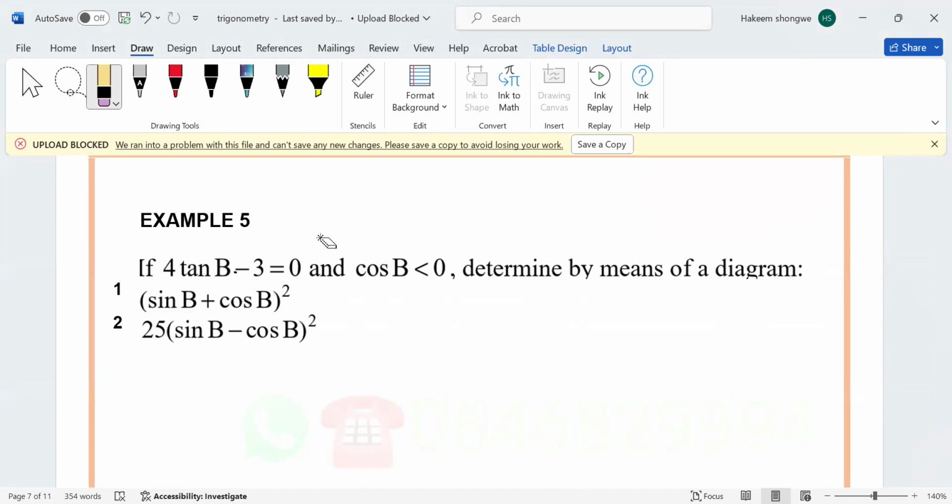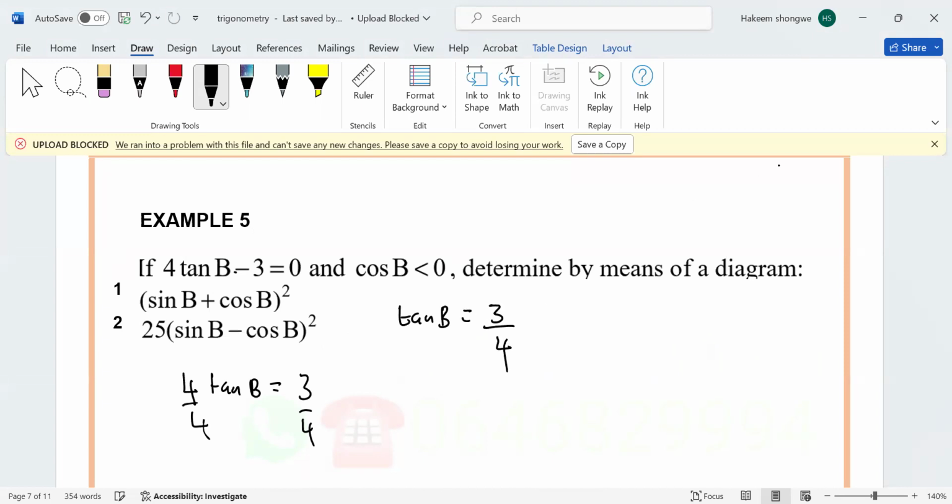What is the trig ratio? Tan is a trig ratio. Okay? So you are going to make tan the subject here. If you make tan the subject, you are going to have 4 tan of B equals 3. You divide by 4, you divide by 4. Therefore, the tan of B is going to be equal to 3 all over 4.